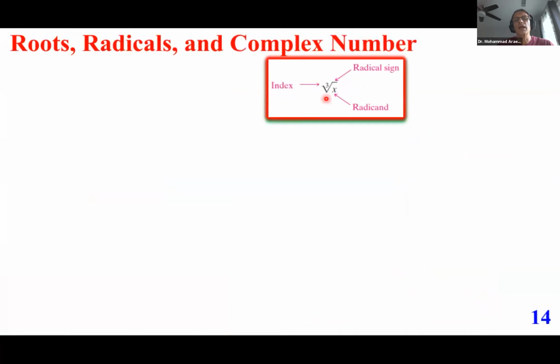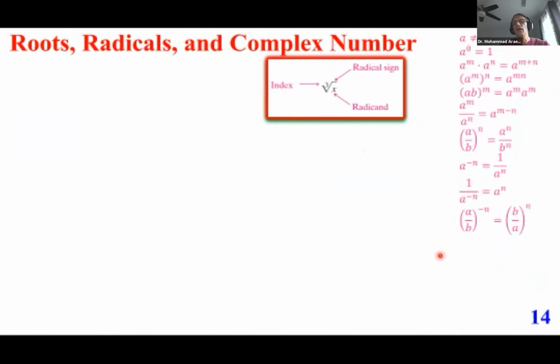When we look at something like the cube root of x, here's the radical sign, and the number 3 is the index, and what's inside is called the radicand. Here are some formulas we've seen here.